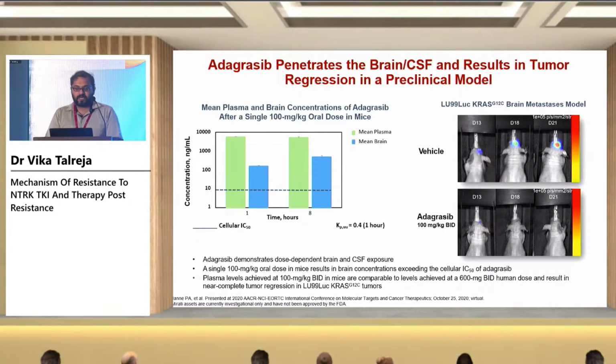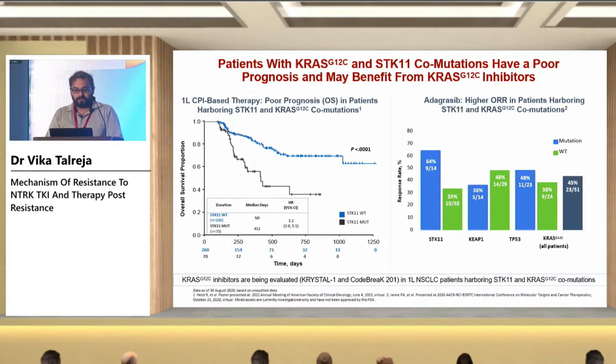The best thing with adagrasib is that it penetrates the brain and the CSF, and you could look at that in the tumor model. With relatively higher doses, you could see the mean brain concentration was much higher, and that's where it is very important.